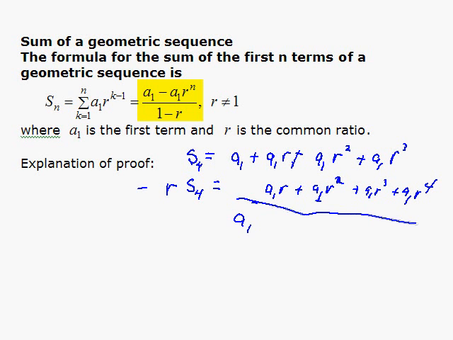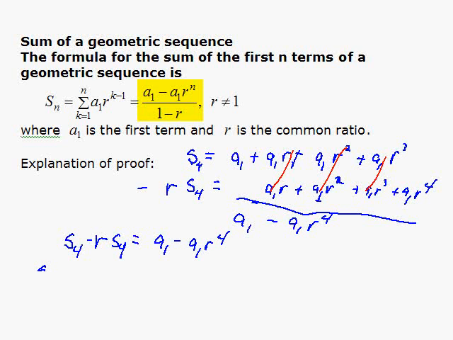Subtracting, I get the A1. But these subtract off, these subtract off, these subtract off, and the only thing I'm left with is A1 times R to the 4th. So I have S sub 4 minus R times S sub 4 equals A1 minus A1 times R to the 4th.